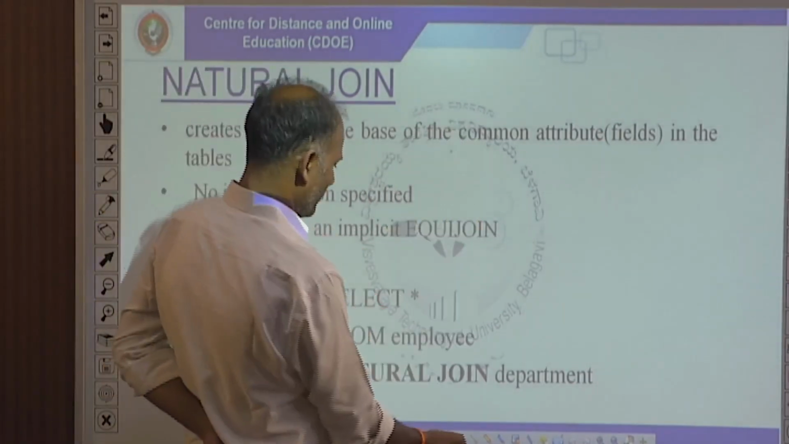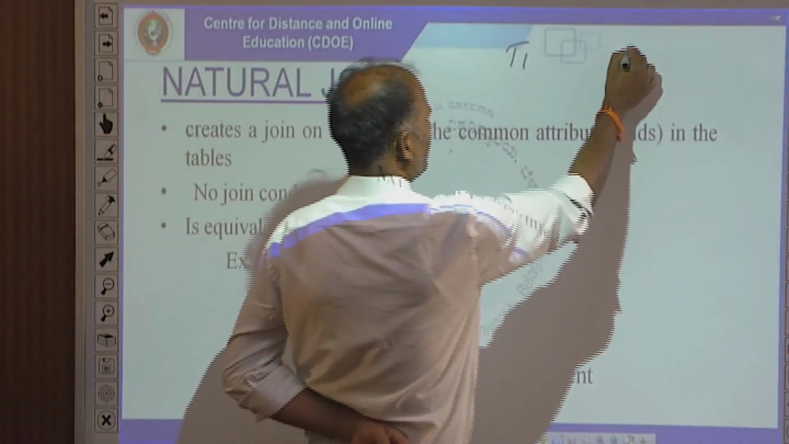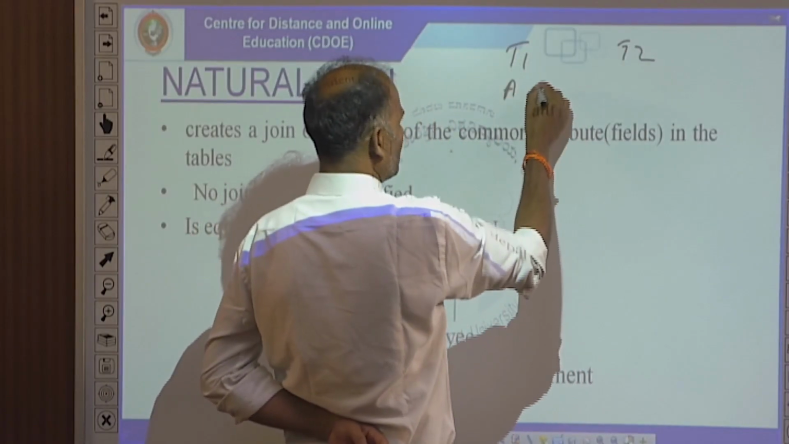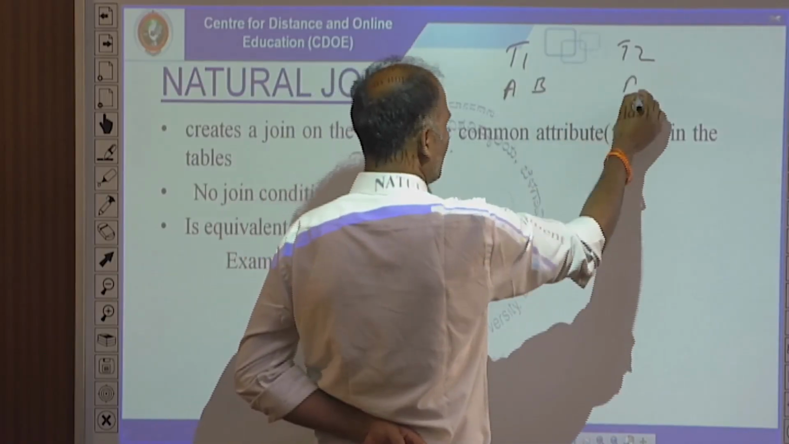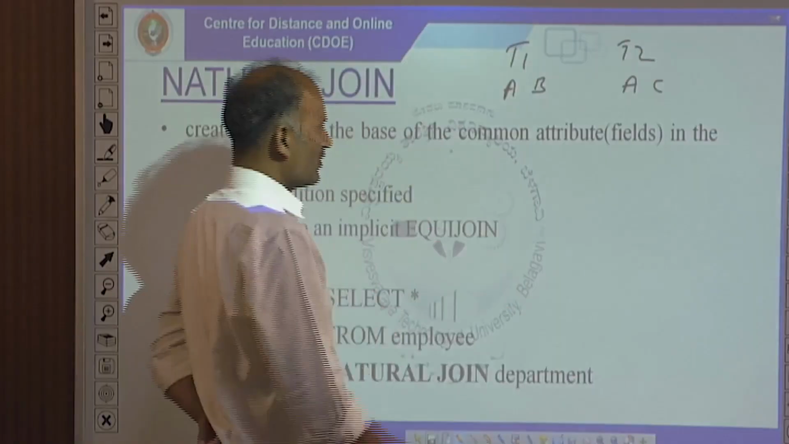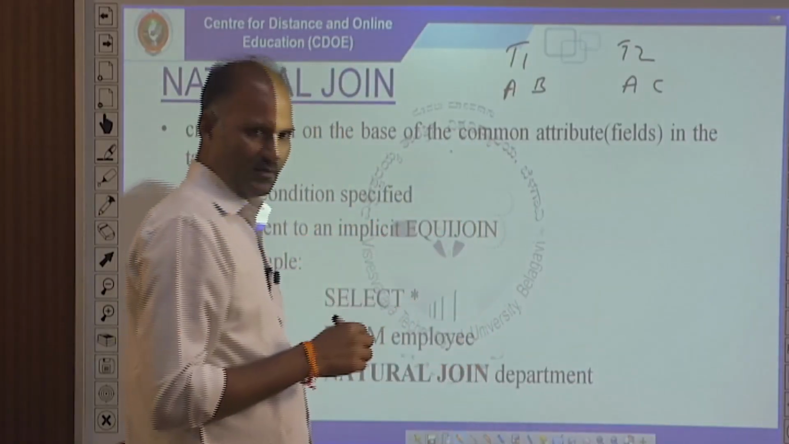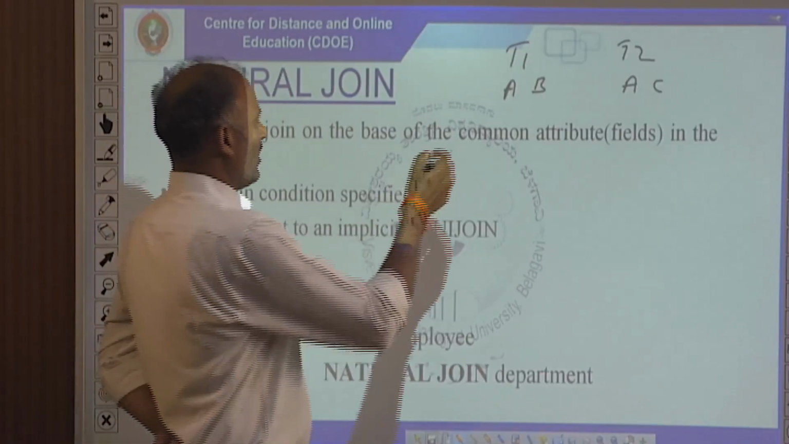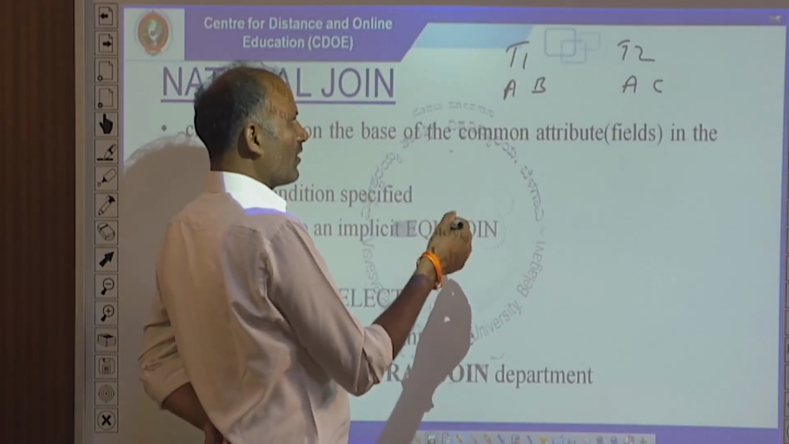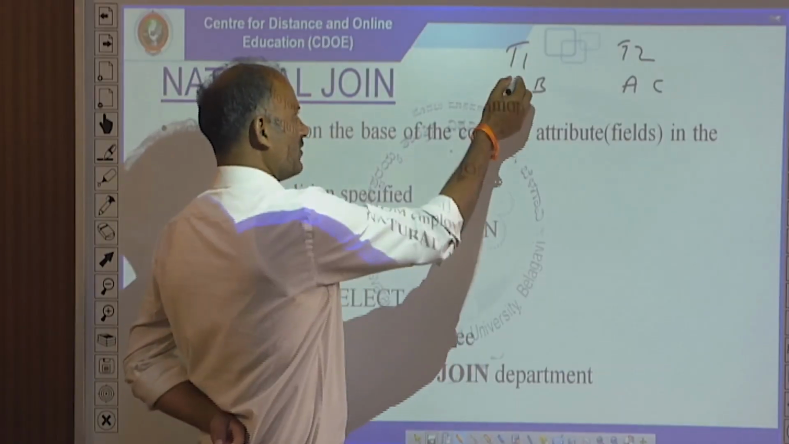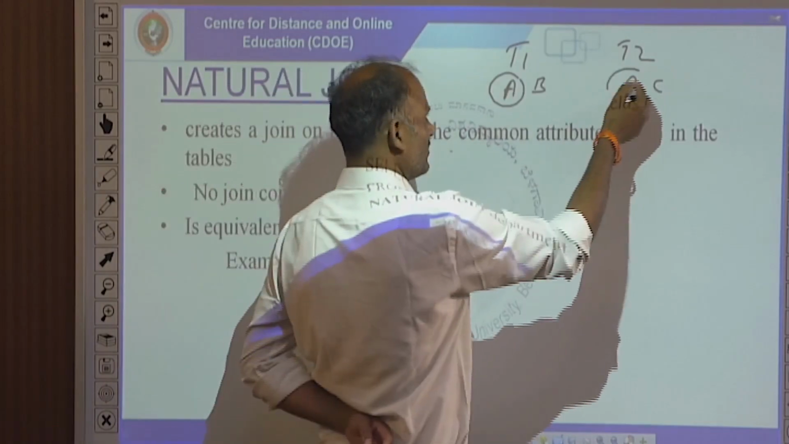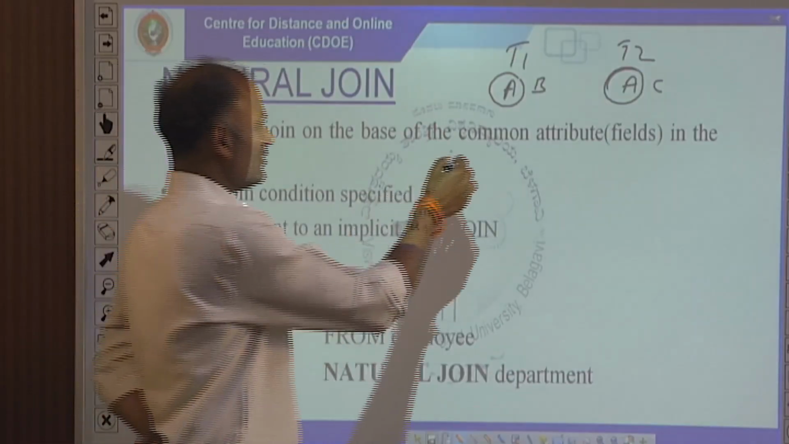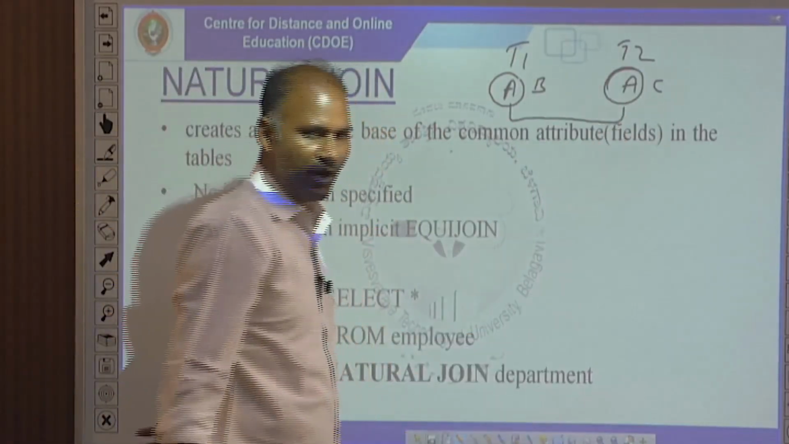For example, say this is table 1 and this is attribute A, and this is table 2 with attribute A. Now it is implicit, it is an assumption: the natural join assumes that and tries to join the two tables on the common field. The common fields are A and B, sorry, A and B. Now if you apply the natural join, what you do is join on the common field.